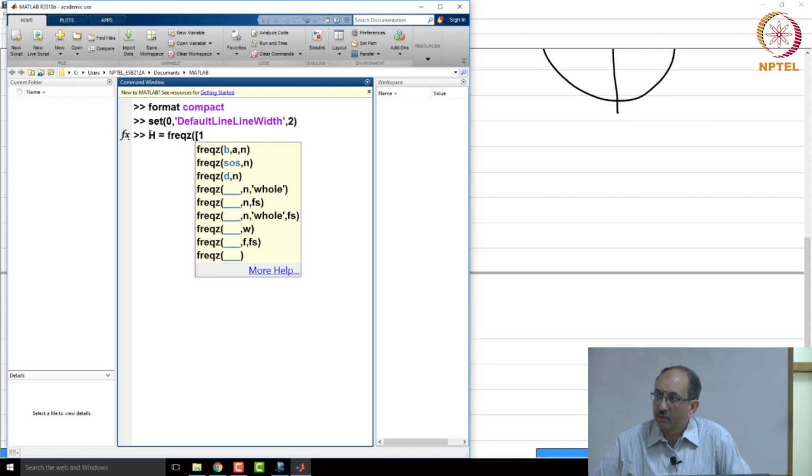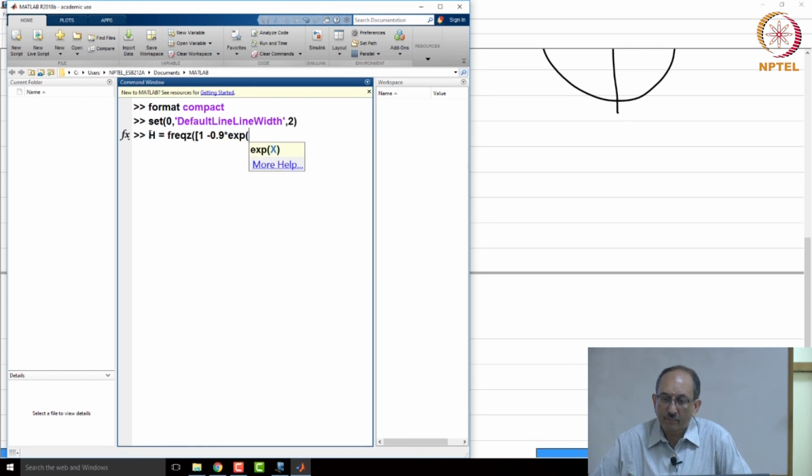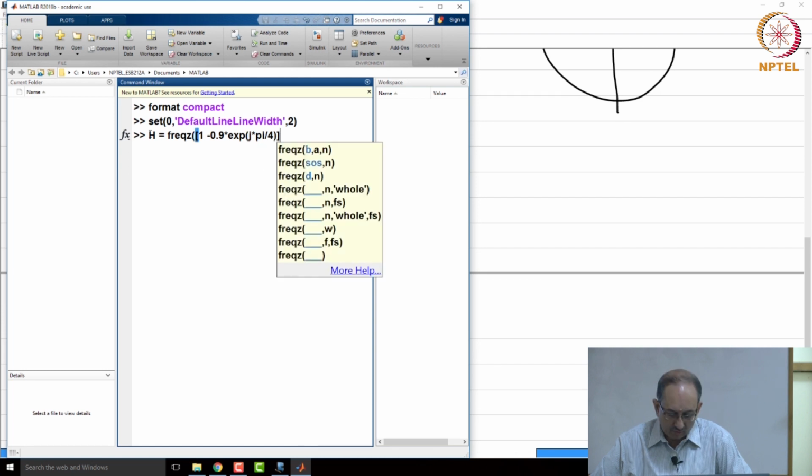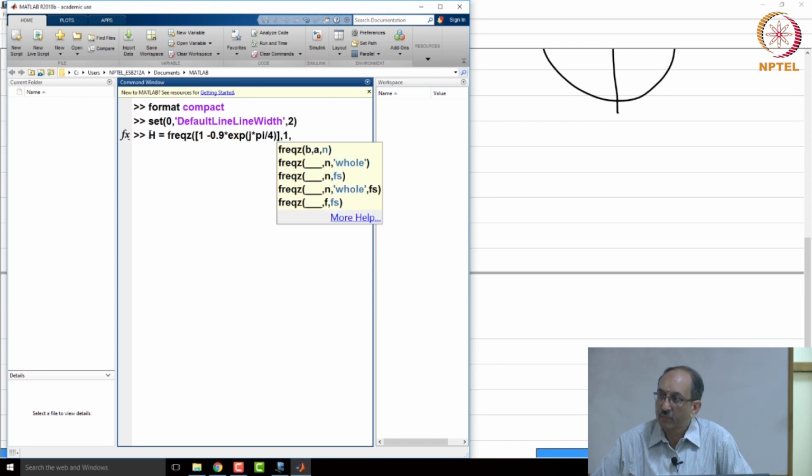Let me take the radius to be 0.9. So, 1 minus 0.9 z inverse is the numerator polynomial, because I have taken r to be 0.9, and then I can make the angle to be pi by 4. So, j times pi by 4. So, this is the numerator polynomial. Denominator polynomial is 1, and then I am going to evaluate this at 2000 points.